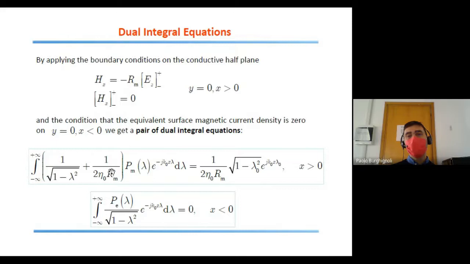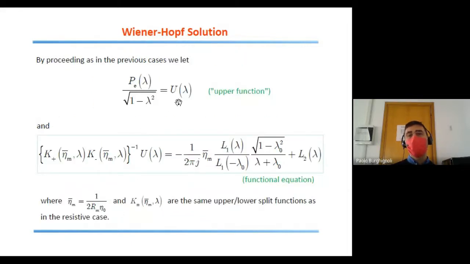In particular, as you can see, the left-hand side of this equation is almost the same, only the expression of this constant is different. Whereas in the right-hand side, in addition to this exponential function, we have this constant here, the square root of 1 minus lambda 0 squared. And in the second integral equation, instead of having only the spectrum, we have the spectrum divided by the square root of 1 minus lambda squared. So we start from this latter integral equation to find that this ratio must be an upper function. We will call it u.